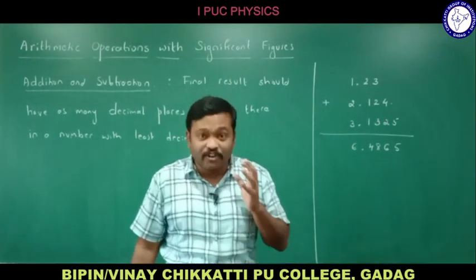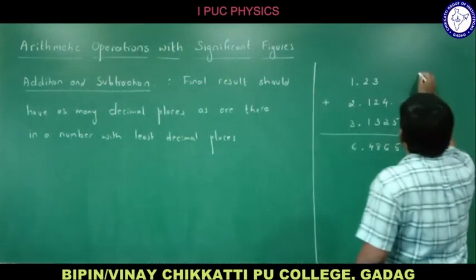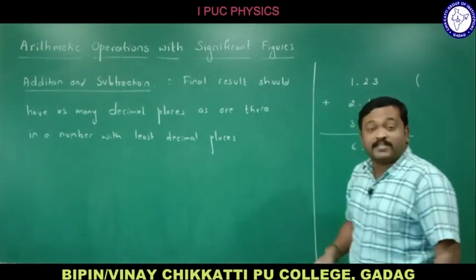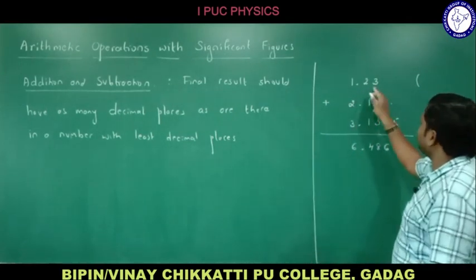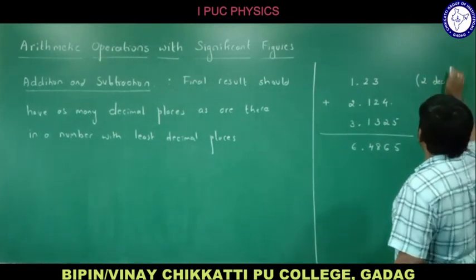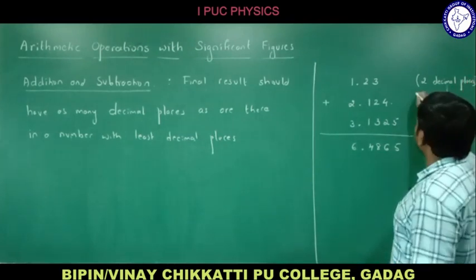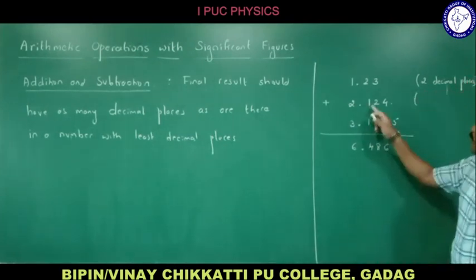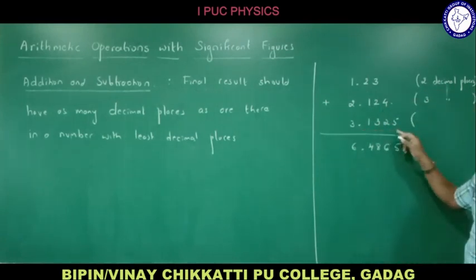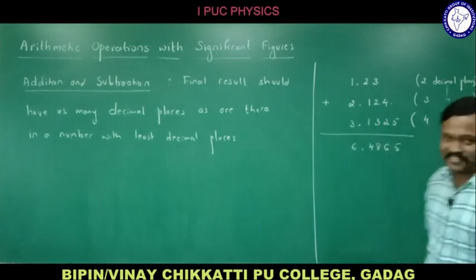So first thing, we need to calculate how many decimal places these numbers are having, right? First number, it has 2 decimal places. These are nothing but decimal places, right? The places after the decimal point. How many decimal places does this number have? 2 decimal places. Okay, how many decimal places does this number have in here? 1, 2, 3. 3 decimal places, right? How many decimal places does this number have? 1, 2, 3, 4. 4 decimal places, right?